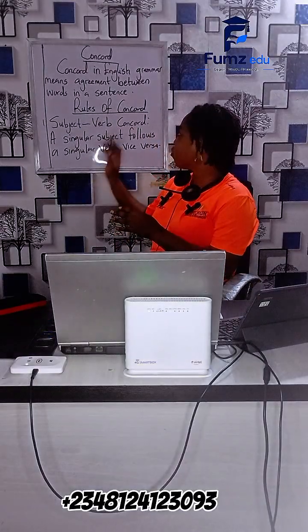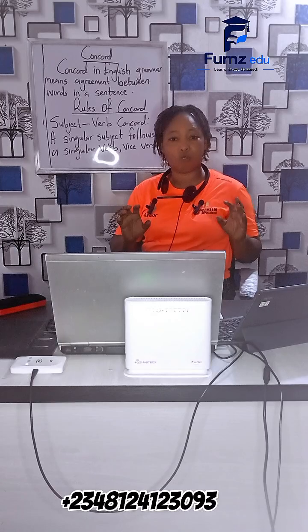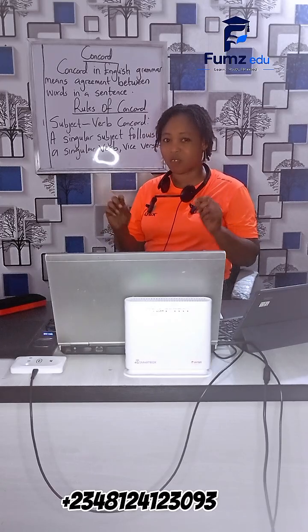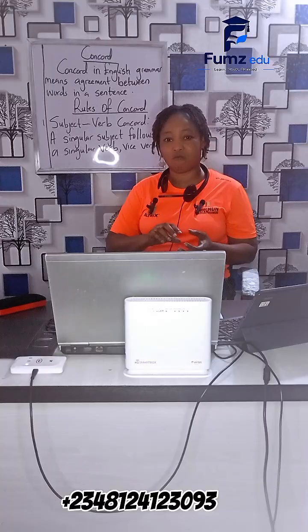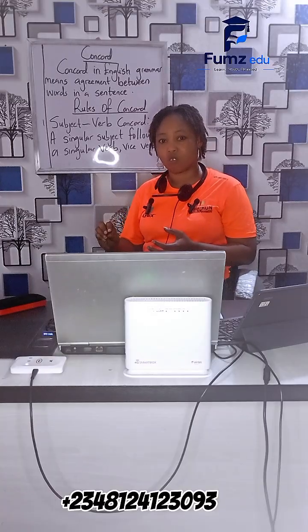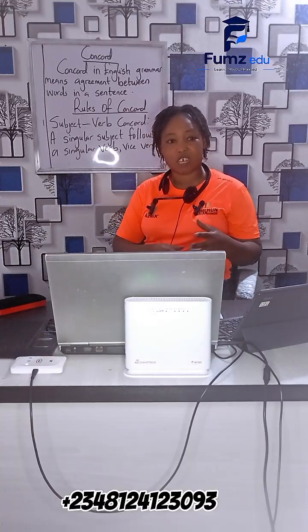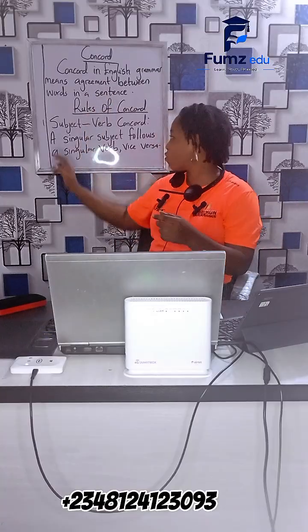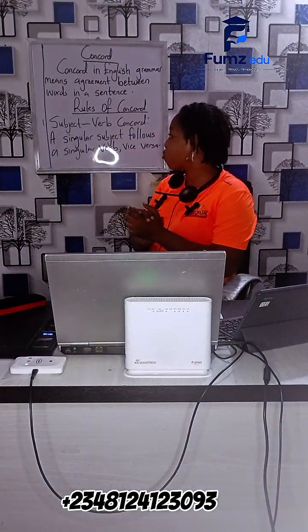Now, we said we want to look at the rules of Concord. We'll be looking at the 24 rules of Concord. Of course, I'm going to take one today. But I need to explain the basics of this rule of Concord, how it's joined together, so that when you get to rule 2, you will know that I'm coming from rule 1. So the first one, we want to look at subject-verb Concord.